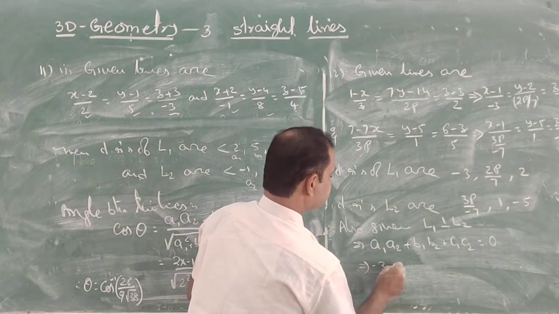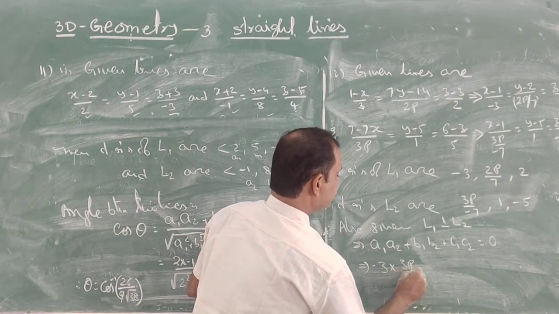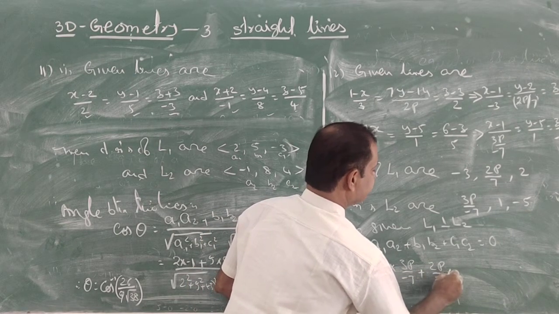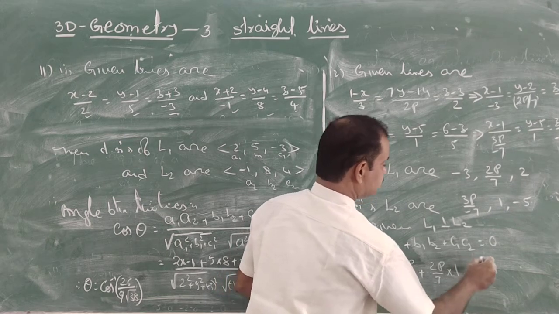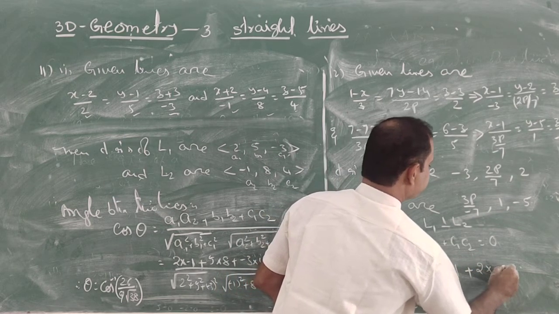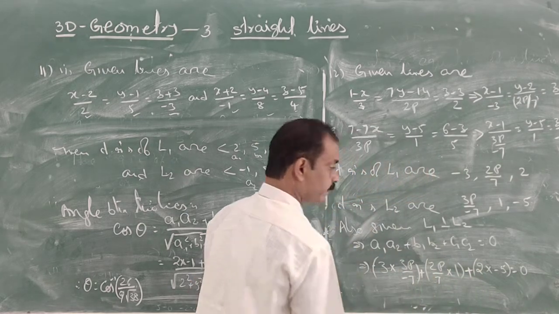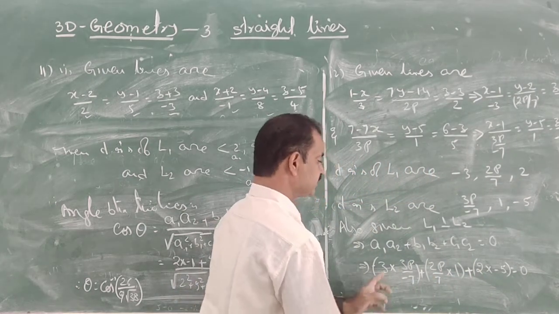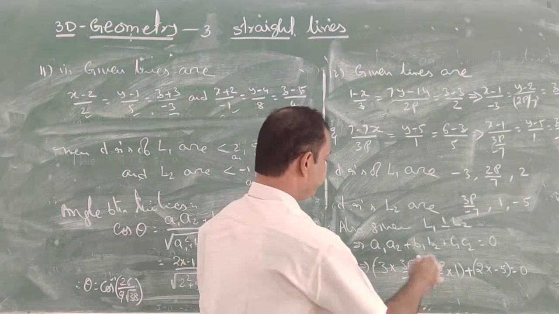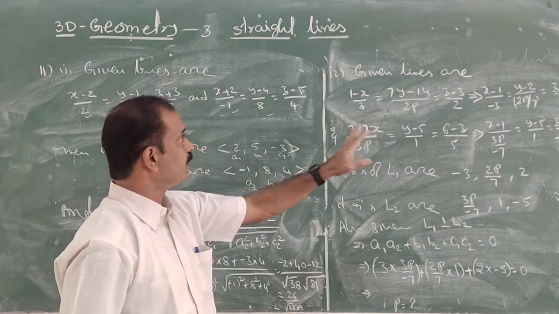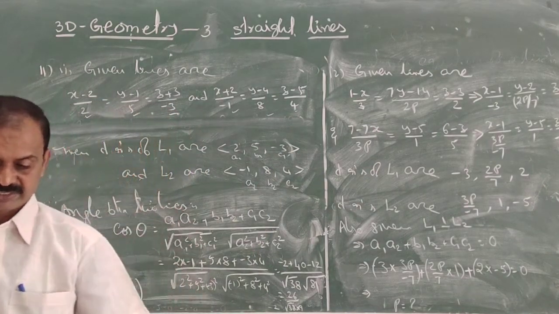That is minus 3 into 3p by minus 7 plus 2p by 7 into 1 plus 2 into minus 5 is equals to 0. Now from this, calculate and find what is the value of p. That's all about the 12th question.